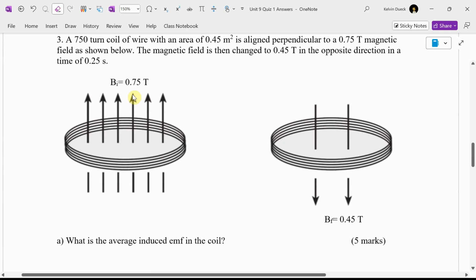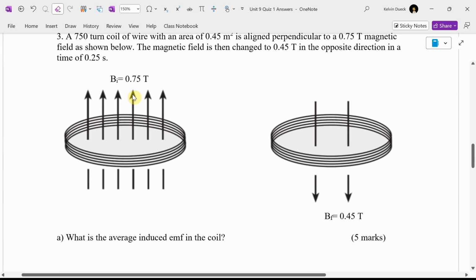I like number 3. Number 3 is a nice question. The magnetic field is changing direction. I chose to let this be negative and this be positive. You could have done it the other way around, in which case you'll get the same answer as me, but yours will be negative, and I give you full credit. In fact, if you look at the ultimate review, often you'll see the answer says plus or minus whatever the voltage is. I would take both.